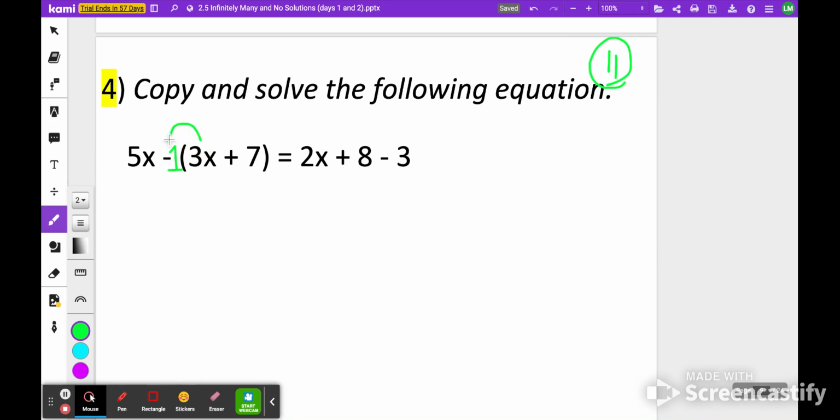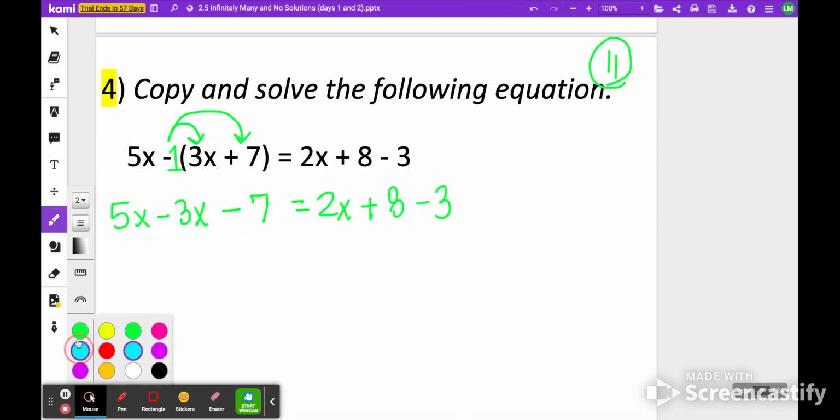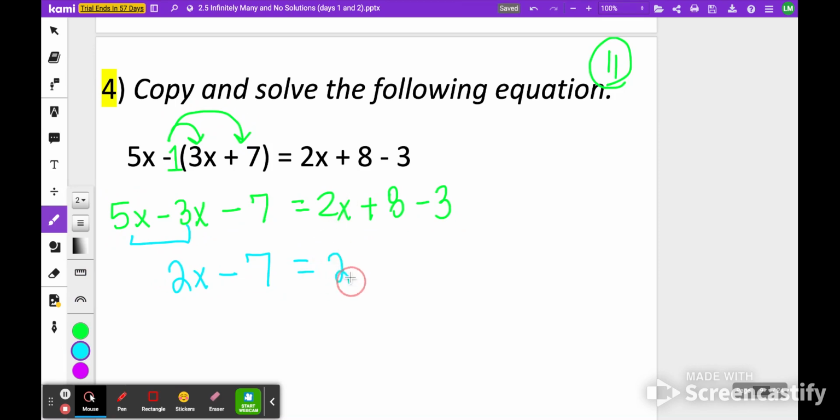So like I said before, this one is distributing a negative, which technically means a negative 1. So everything's just going to change to its opposite inside that parentheses. So I'm going to have 5x minus 3x minus 7 equals 2x plus 8 minus 3. What I need to do next is combine the like terms. On the left side, I have 5x minus 3x, which is 2x. Minus 7 doesn't have anything to combine with yet. And then over on the right side, 2x is the only one, but 8 minus 3 can be combined to make 5.